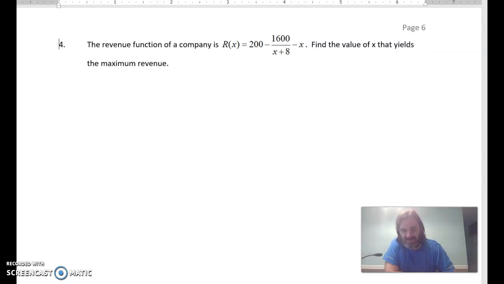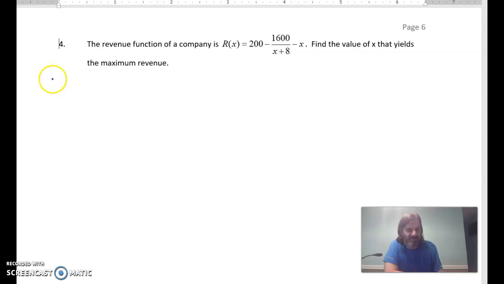All right, let's see what happens with this problem. It says the revenue function of a company is R of x equals 200 minus the fraction 1600 over x plus 8, minus x. And it says find the x that yields the maximum revenue. So we've got the revenue function and we want the max revenue, so all is good.